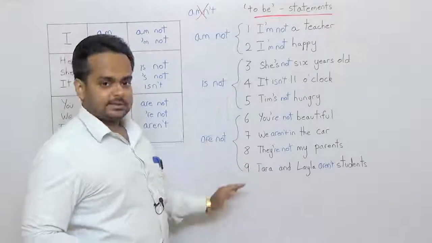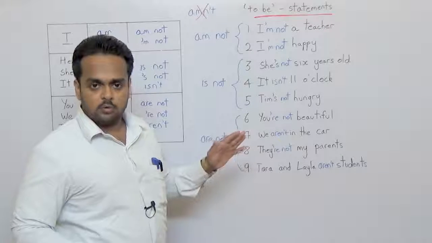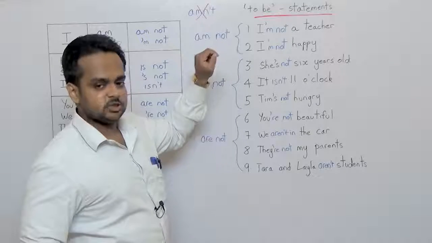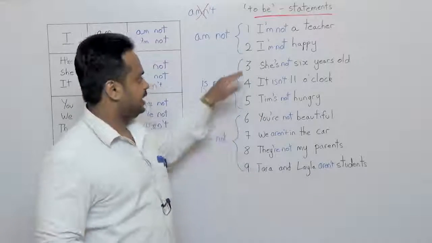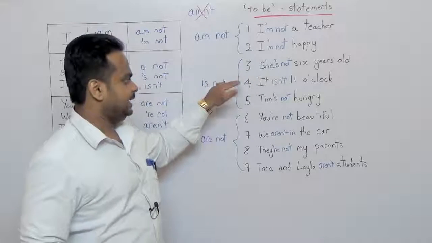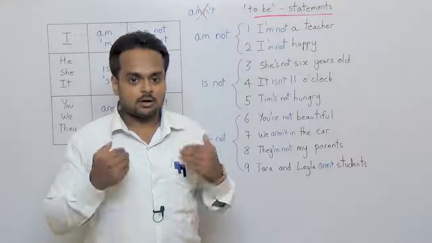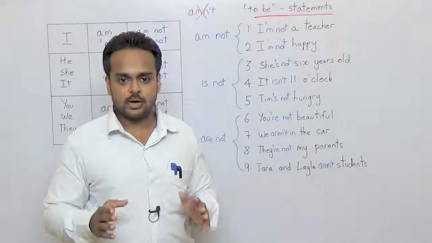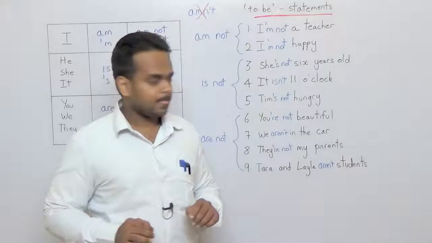These are our examples. I have made them into negative sentences. Now for all of them, you can simply add not. So you can say, I am not a teacher. I am happy. I am not happy. She is not 6 years old. It is not 11 o'clock. But the problem, again, is it's not natural. You can write like that, but when you speak, it's much better and much more natural to use short forms.